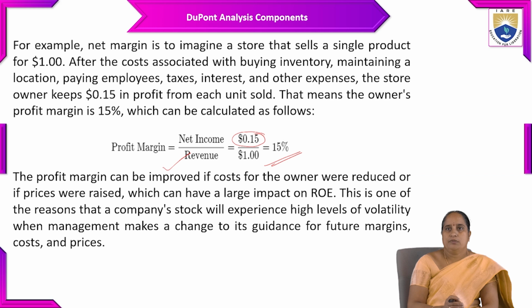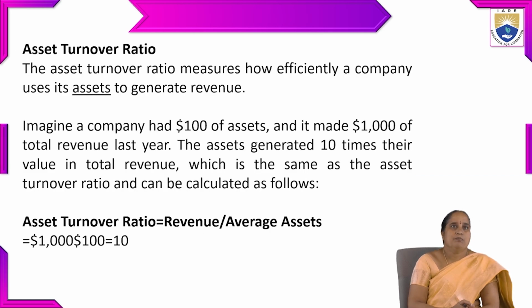So, if there are changes in the future margins, even the cost of the product or the prices of the product, that leads to a change in profit margin. So it depends upon the net income and the total revenue generated by the company. Then the second component is the asset turnover ratio. The asset turnover ratio measures how efficiently a company uses its assets to generate revenue.